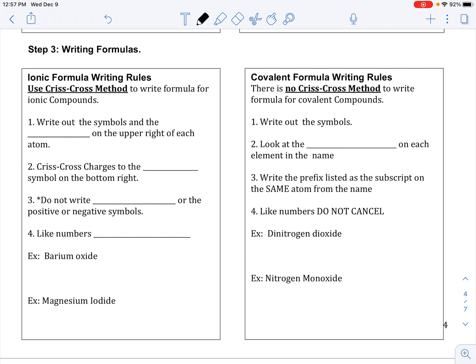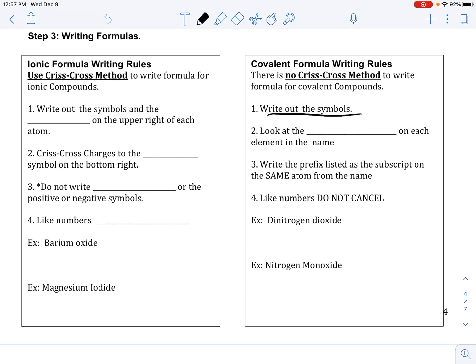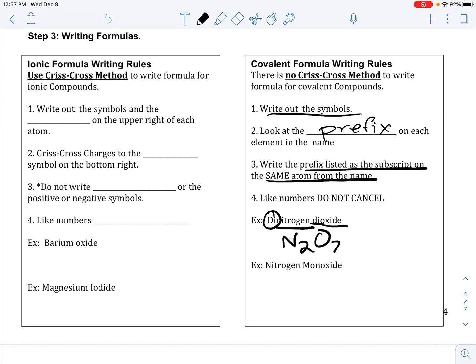Okay, so formula writing. We'll do covalent first because it's a little simpler. All you do is you write out the symbols, and then you look at the prefix on each element in the name, and then you write the prefix listed as a subscript on the same atom from the name. So I have dinitrogen, so I write nitrogen, N, and then di tells me that I have 2 nitrogens. Oxygen is O, di tells me I have 2 oxygens. Nitrogen is N. I don't have a prefix, which tells me that I have 1, but I don't write ones. Monooxide is 1 oxygen, but again, I don't write 1, so it's just NO.